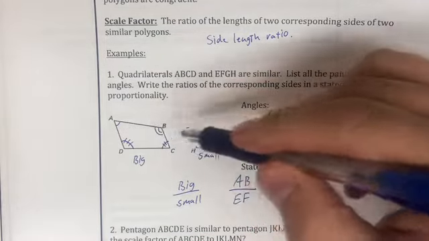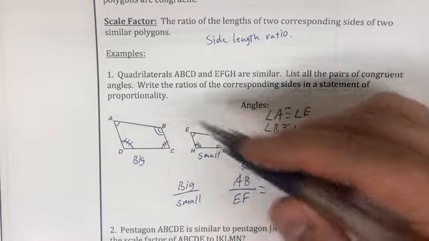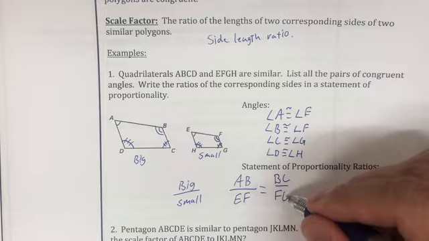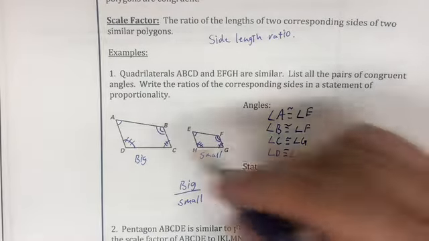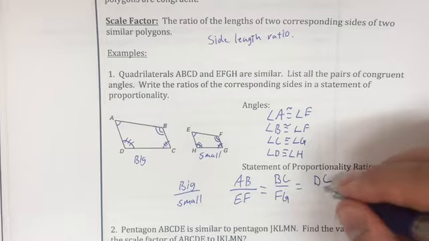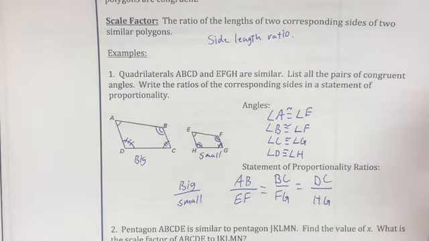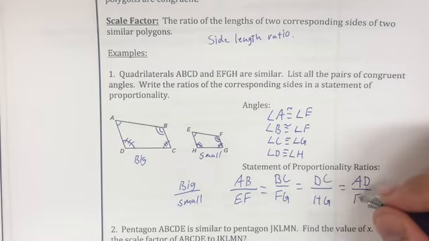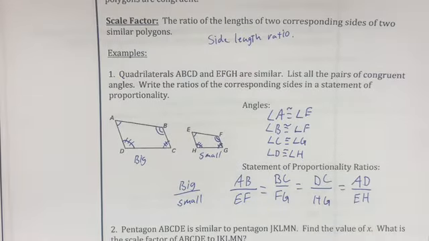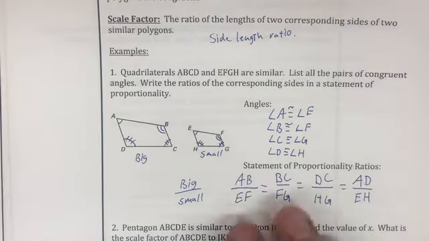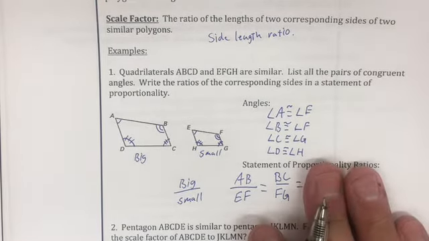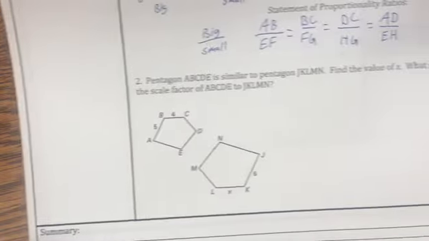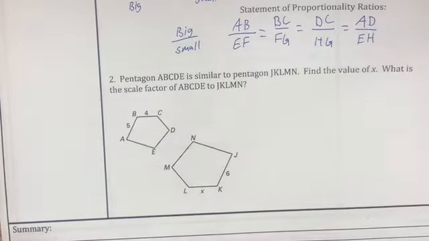So AB over EF would have to equal BC, another pair of corresponding sides, over small FG. And that would equal DC over HG, as those pair correspond, and AD over EH. So that would be the proportion of the sides. Now typically we aren't going to put all four together. We just use 2 and then cross multiply to solve. So next example will involve us setting up the scale factor and finding a missing side.